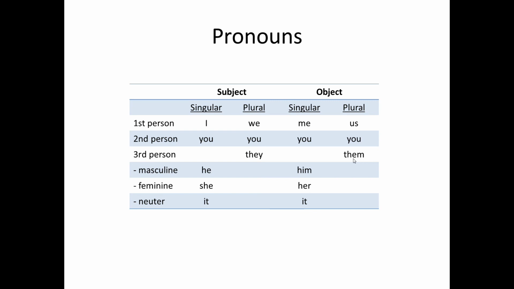And third person pronouns refer to someone or something who isn't directly a part of the conversation. So words like he, she, it, or they.